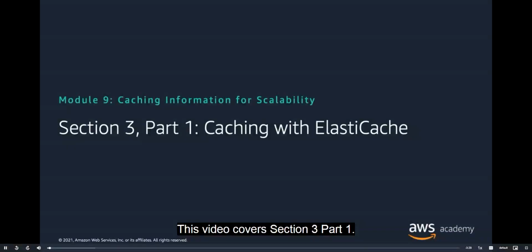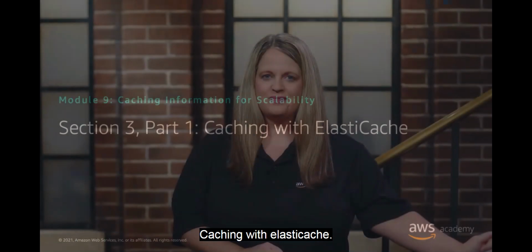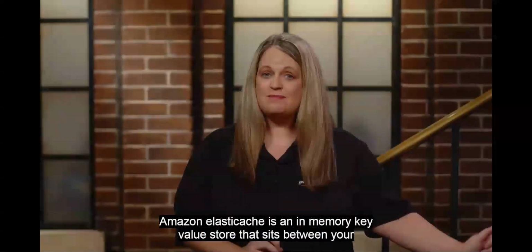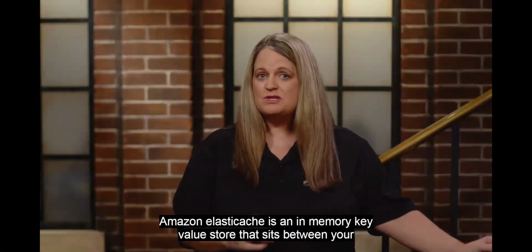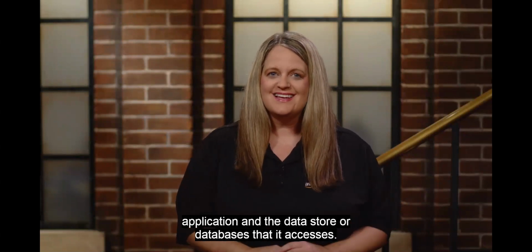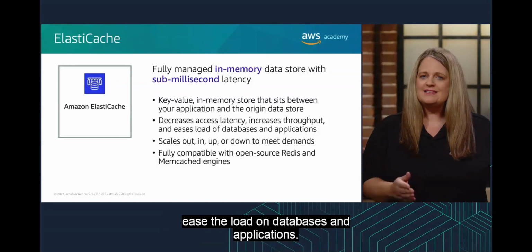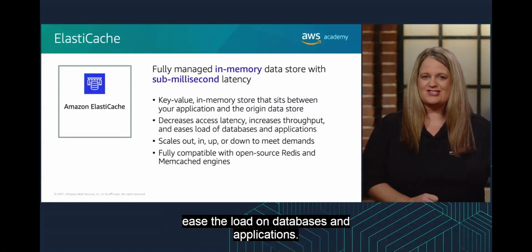This video covers Section 3, Part 1, Caching with ElastiCache. Amazon ElastiCache is an in-memory key value store that sits between your application and the data store or databases that it accesses. Caching can decrease access latency, increase throughput, and ease the load on databases and applications.